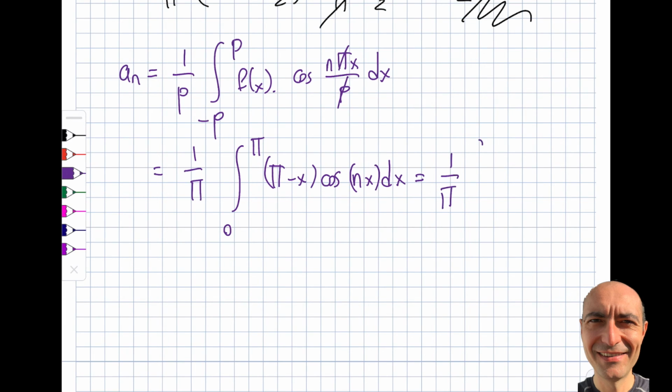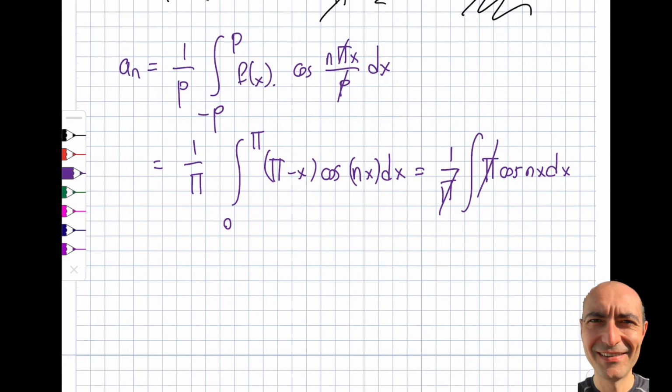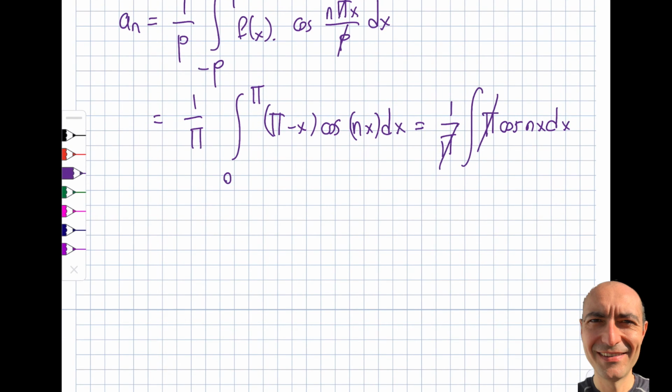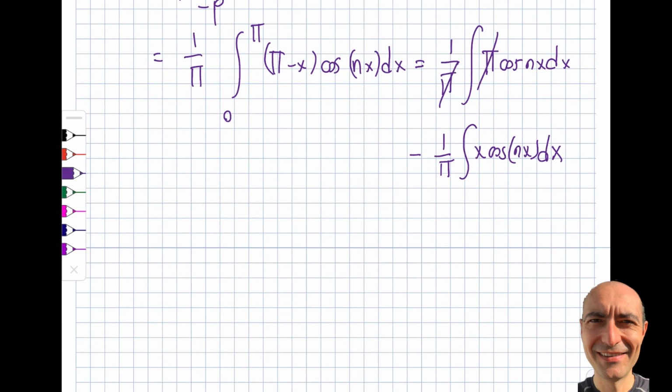So now let's do them. 1 by pi. Then I'll have pi cosine n x dx, where the pi's will cancel in this particular case. And then I will get myself minus, let's not forget the minus, 1 by pi, this time x cosine nx dx. So the first one is fairly easy. Let's start with the first one. We will have, well, the integral of cosine nx will be 1 over n sine nx, right? And I need to put this from 0 to pi.